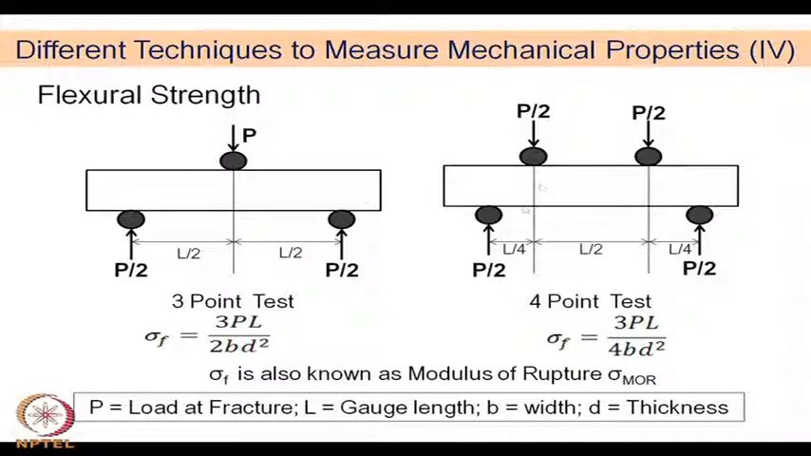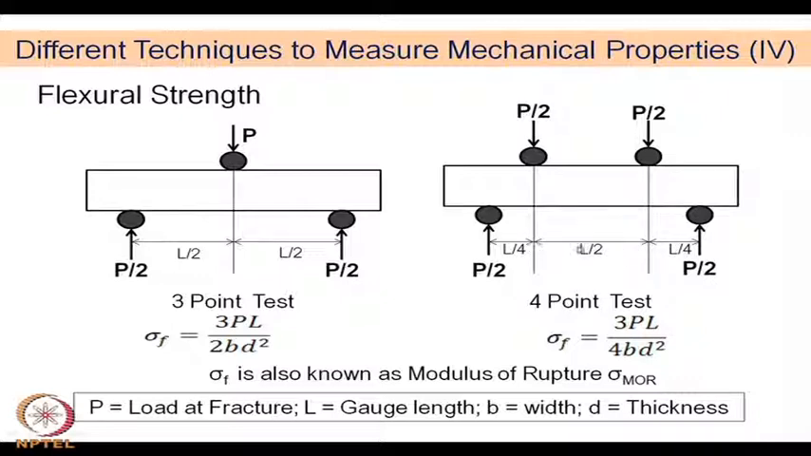But there is another mode of carrying out this experiment. It is called the 4-point bend test or 4-point flexural measurement. Instead of one loading point at the middle of these two supports, we have two different loading points. So it is P by 2, P by 2, and once again there are specific distances.